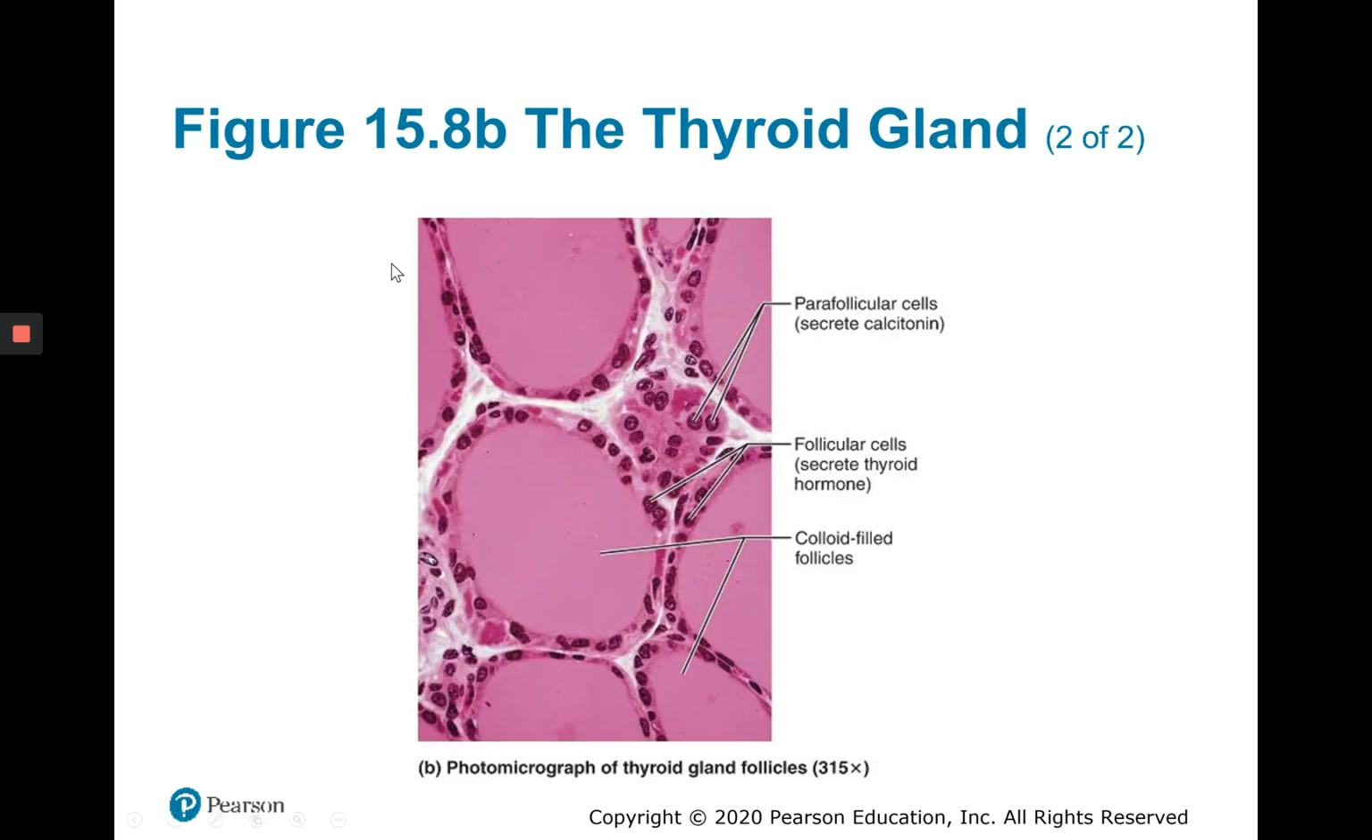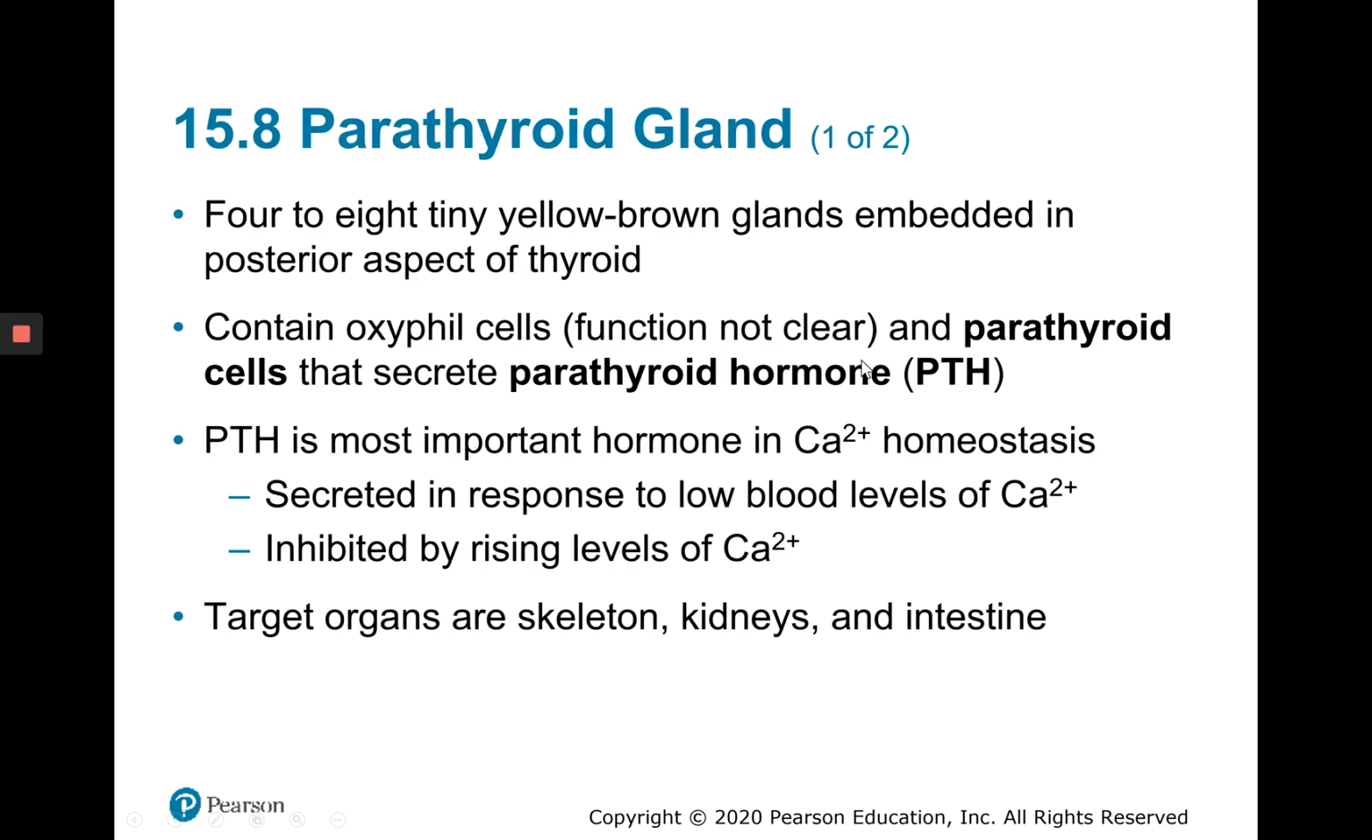So let's look at figure 15.8b again. We have our follicular cells surrounding the colloid-filled follicles that had to do with thyroid hormone, and our parafollicular cells are in between those follicles. Again, they're the ones secreting calcitonin.